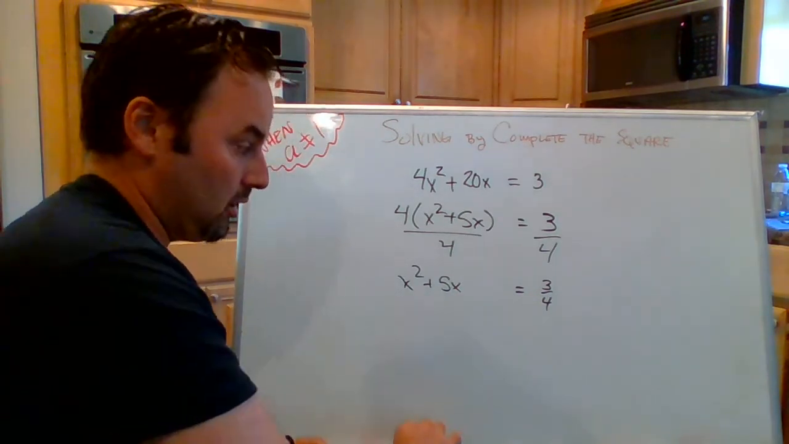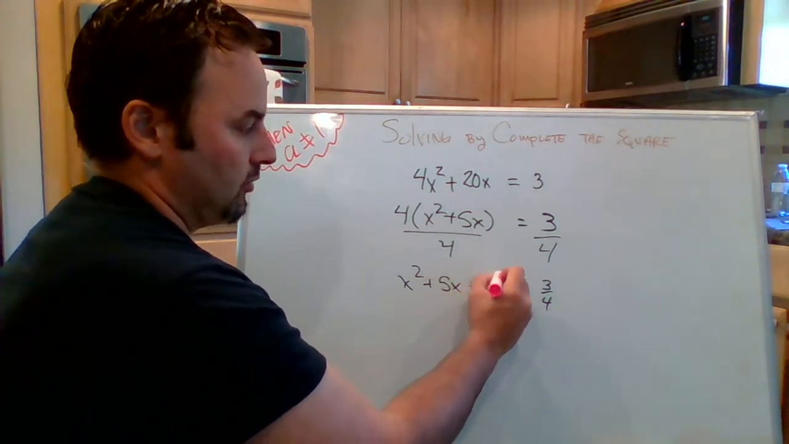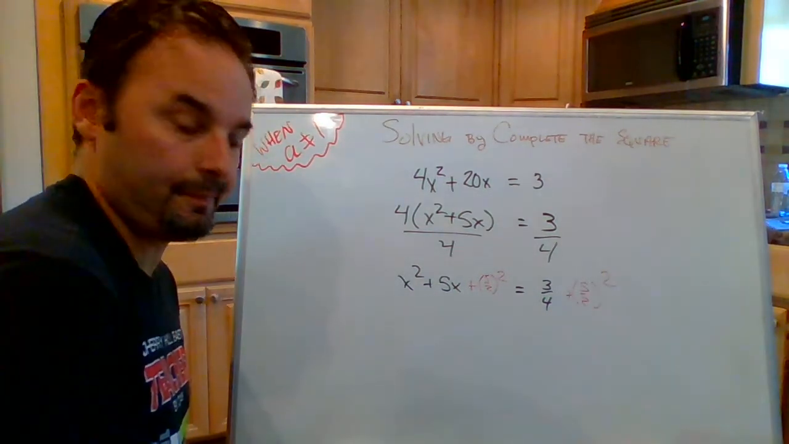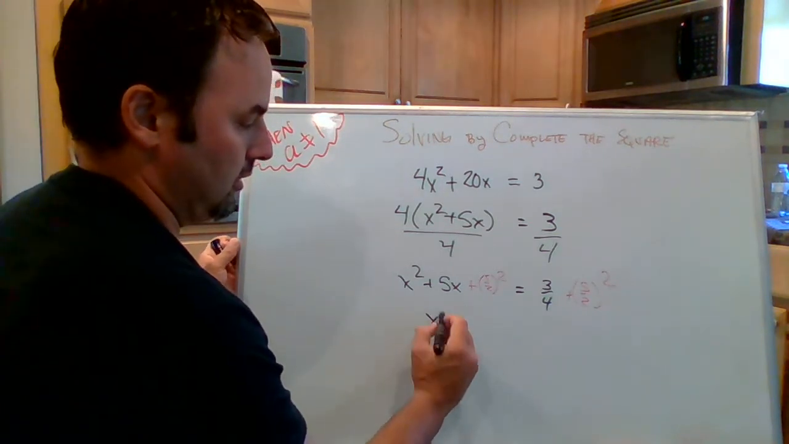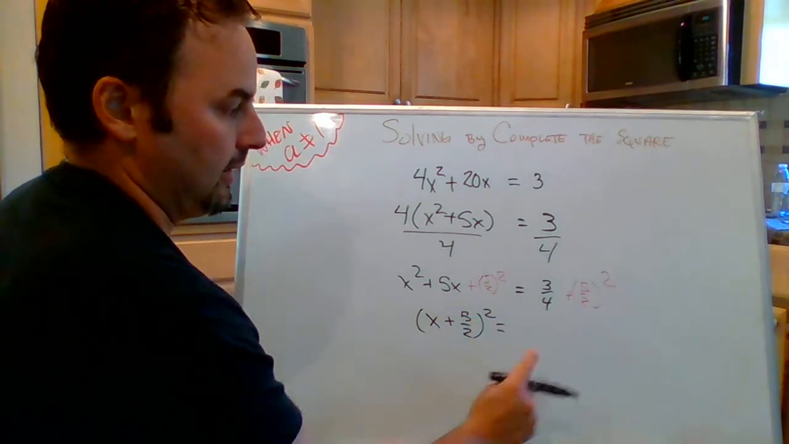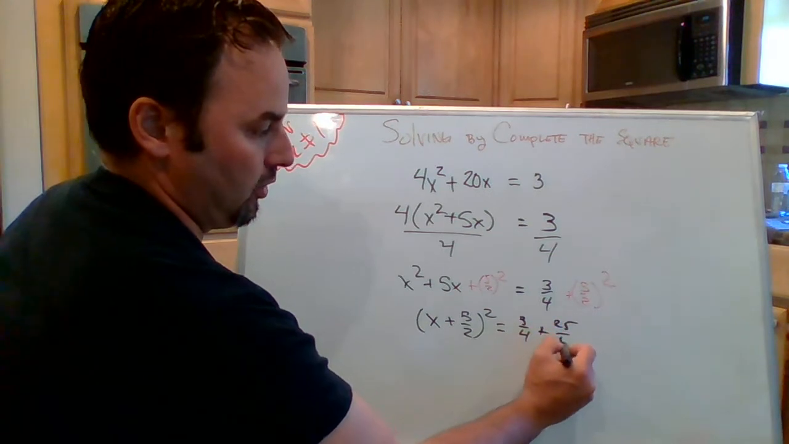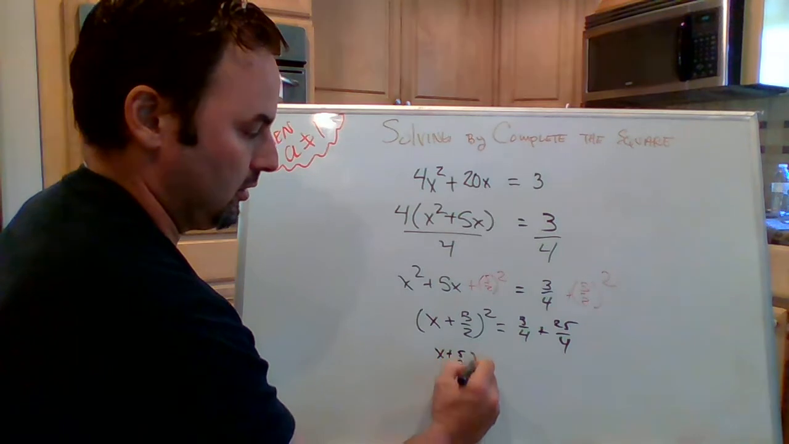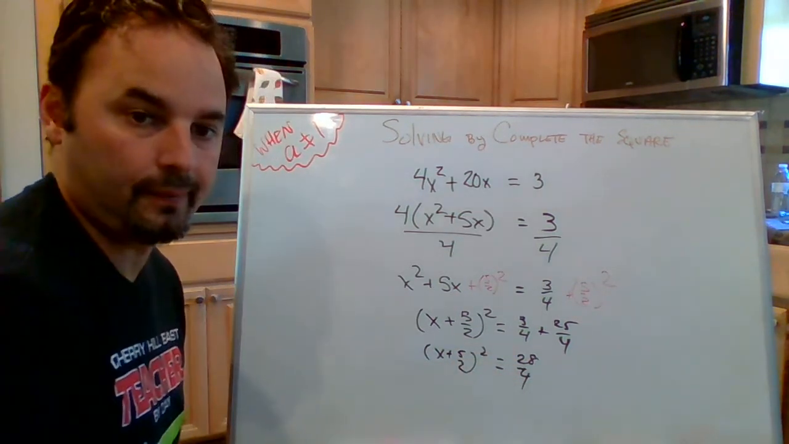Now I'm going to complete the square. I'm going to add 5 halves squared to both sides. Okay? That's going to give me (x plus 5 halves) squared. This actually becomes 3/4 plus 25 over 4. (x plus 5 halves) squared is 28 over 4.